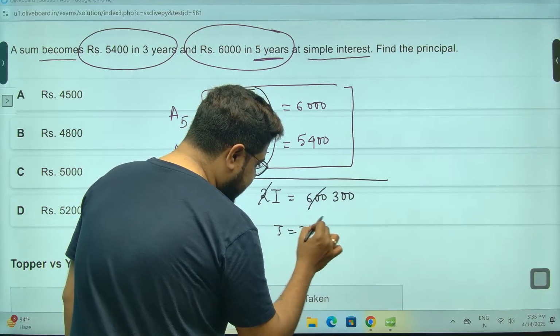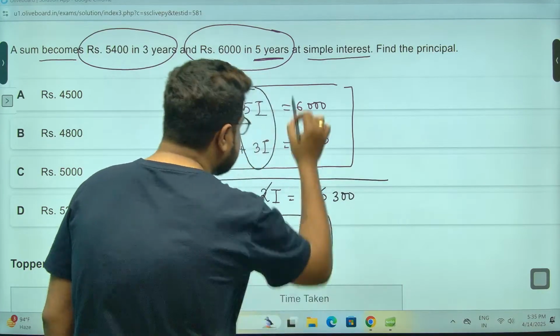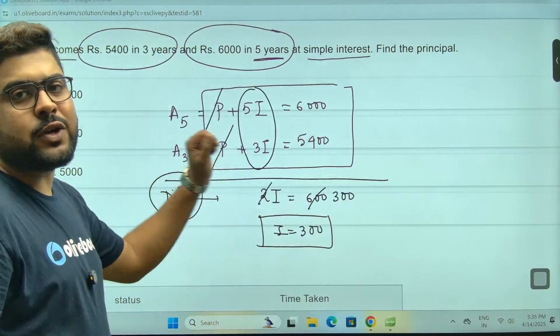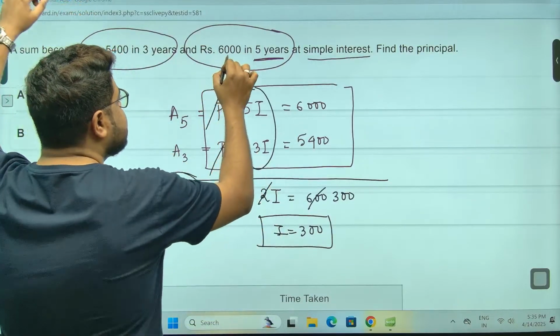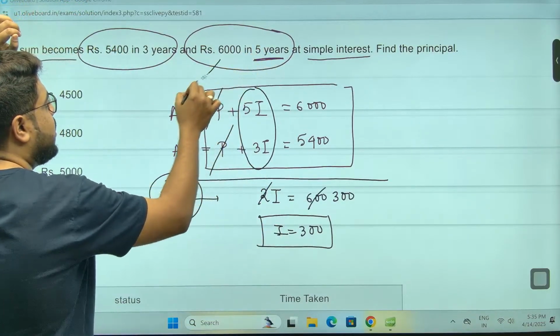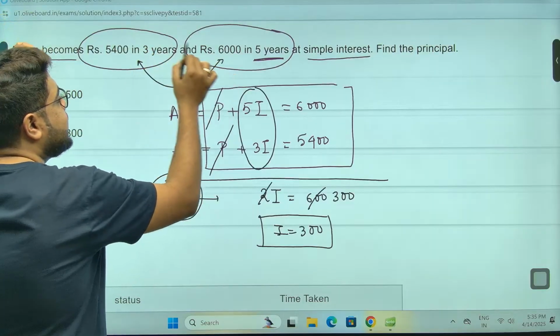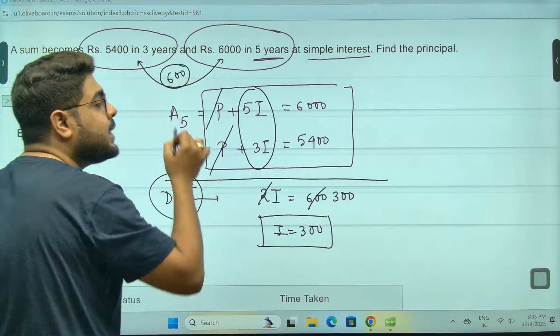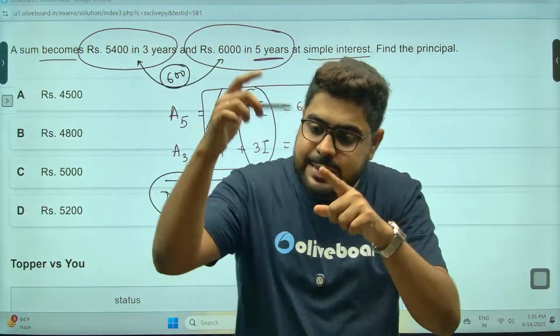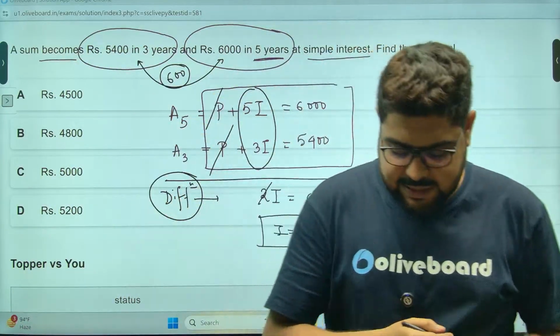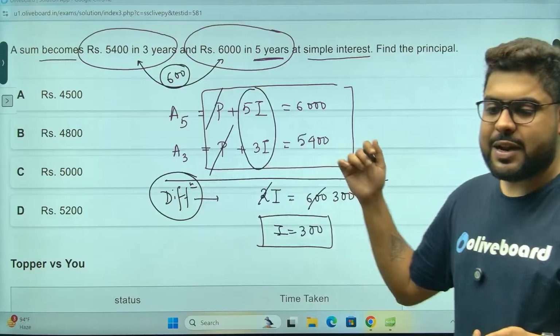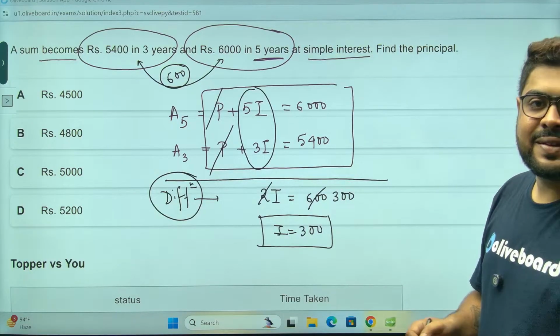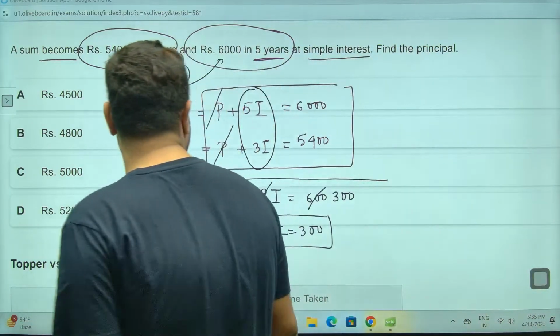Now again, I have just shown this to make you understand. You don't need to do this. You will say directly, 6,000 is the 5 years amount, 5,400 is the 3 years amount. So if I subtract, 600 is 2 years interest, because principal and principal cancel each other. So again, it's very, very simple now.